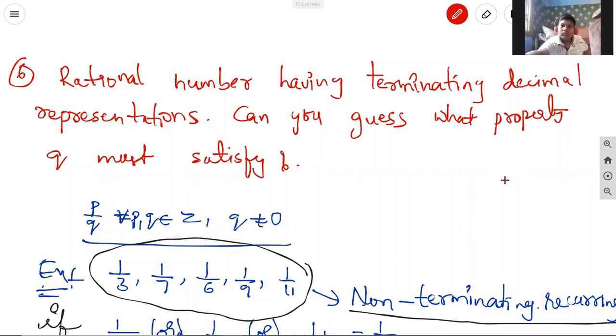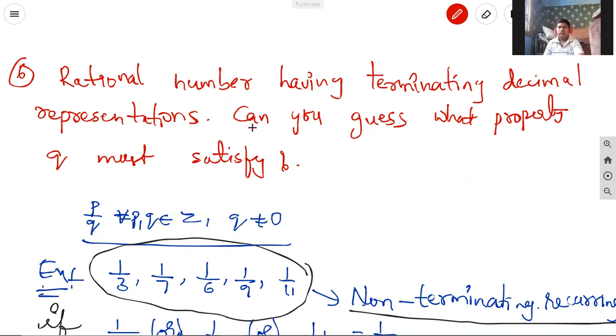Recording in progress. Let us discuss some problems on the irrational numbers, exercise 1.3. In the sixth problem, rational numbers having terminating decimal representations. Can you guess what property Q must satisfy?